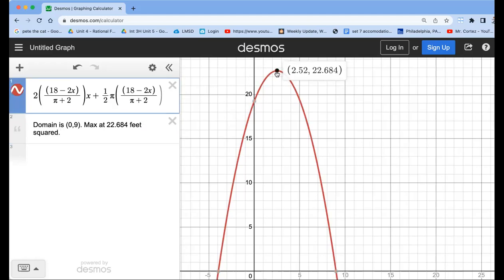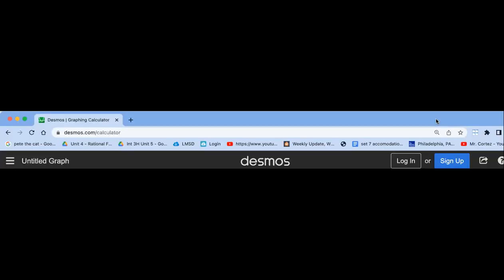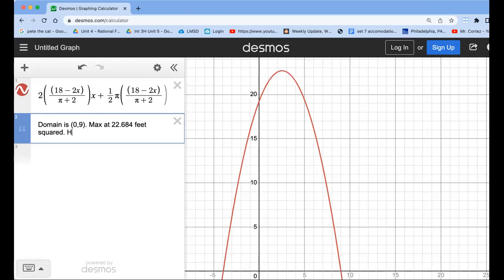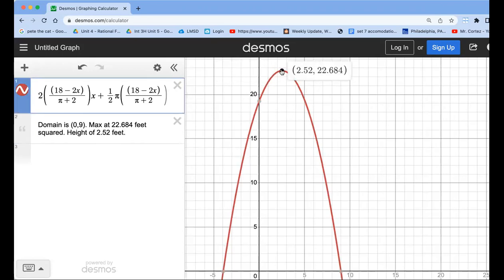What else can we say? We said that this is going to be measuring the height. So this is going to be a height of 2.52. And is it exactly 2.52? That's interesting. There's no third decimal.